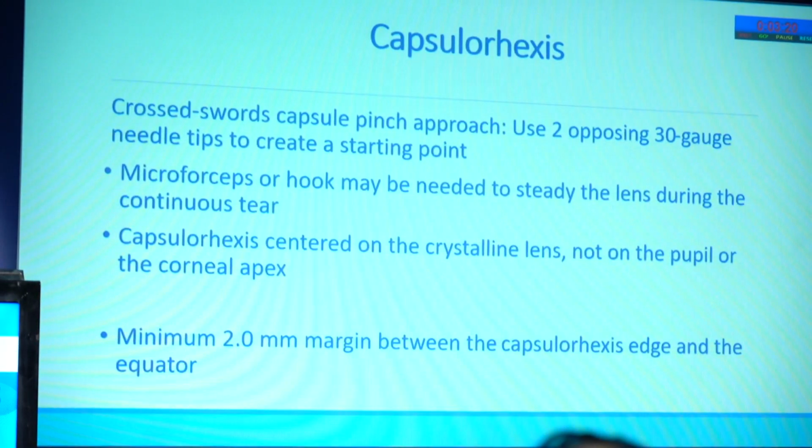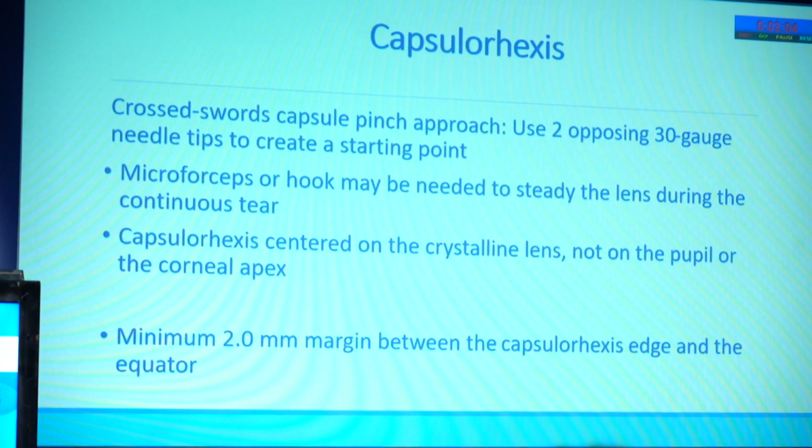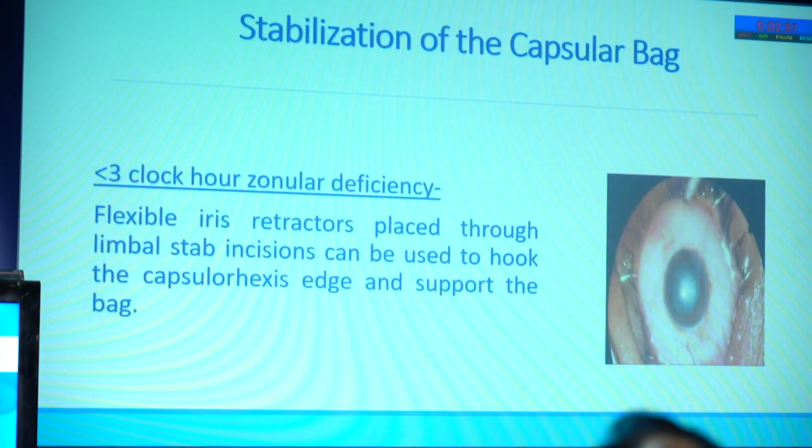You can use the crossed-swords capsule pinch approach. Microforceps are required, or hooks may be needed to steady the lens during the continuous tear. Capsulorhexis is centered on the crystalline lens, that's very important. It's not on the pupil, it has to be on the lens, or the corneal apex, that should not be taken into account. It is the lens which has to be taken care of. The center of the rhexis starts in the lens. A minimum 2 mm margin should be there between the capsulorhexis edge and the equator.